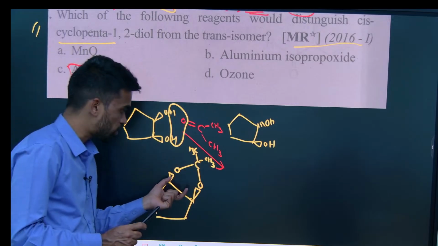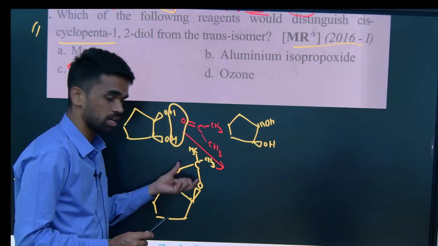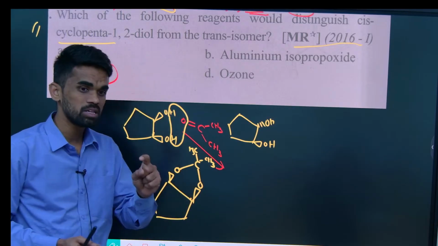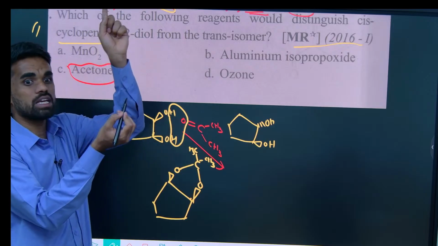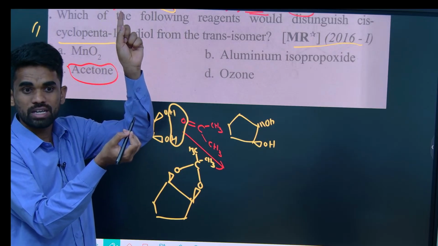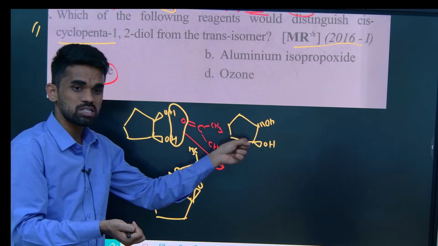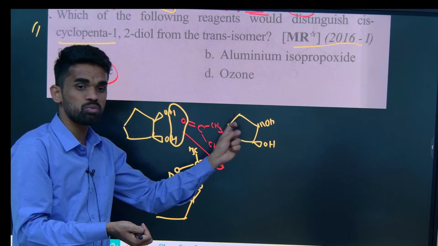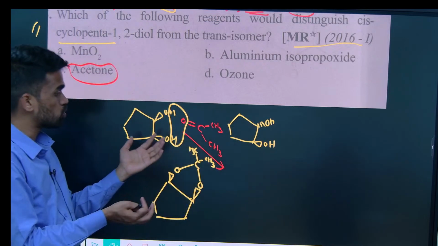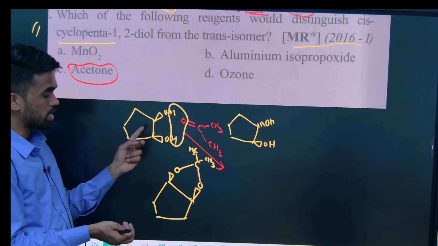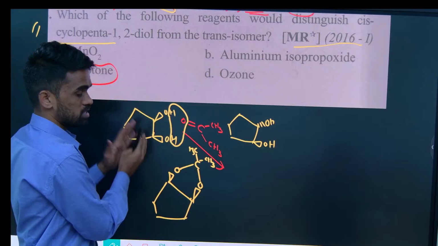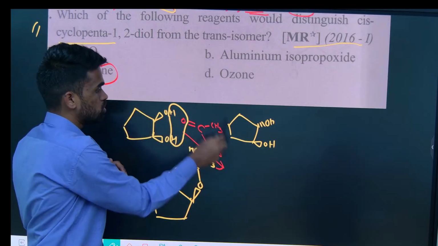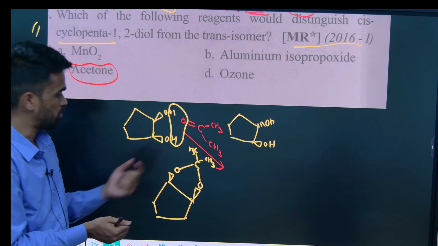See, in order to form this kind of 5-membered ring or some ring, both groups should be from same plane. If one is above the plane, one is below the plane, is that ring formation takes place? No. So will it be possible with the trans one? Because one is above, one is below. But cis means both are in the same plane. So here it is possible. So we can separate or distinguish cis and trans isomer using something like acetone by making a ring.